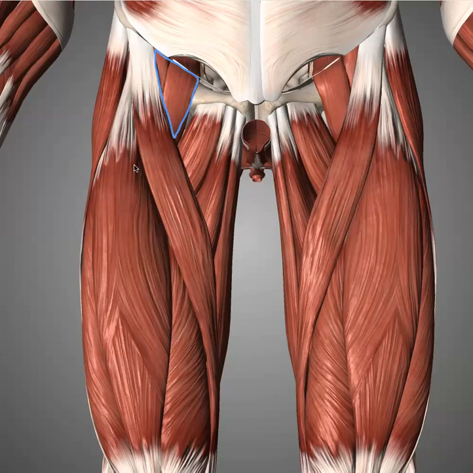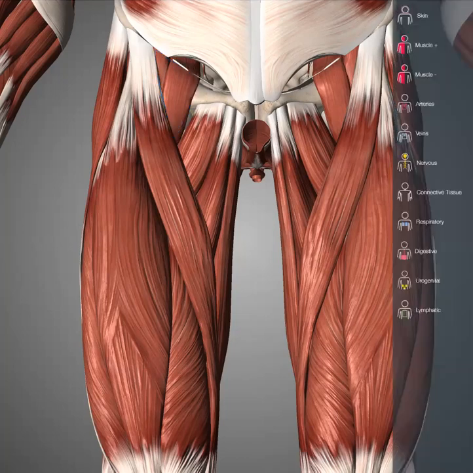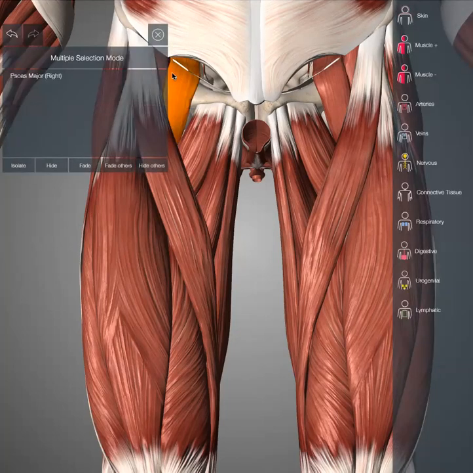And they pass under something called the inguinal ligament, and I will show you exactly what I mean. And they go into the anterior compartment of the thigh, where they have a common tendon, okay? So, for example, let me just select it for you and show you what I was talking about. So I will select both of them.